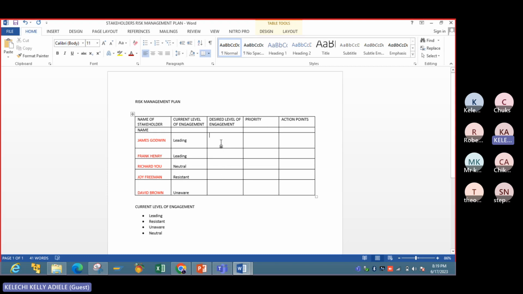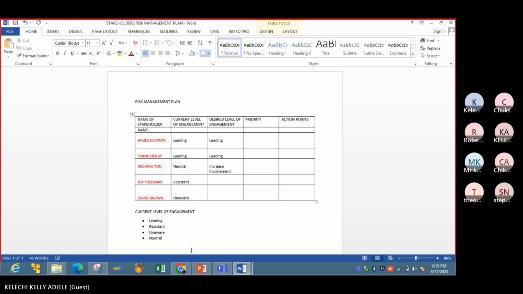Okay, so the desired level, we want to keep this guy as leading. Let them keep leading. This neutral guy, we want to increase involvement. This resistant guy, we want to support this person. Unaware, we want to create awareness.